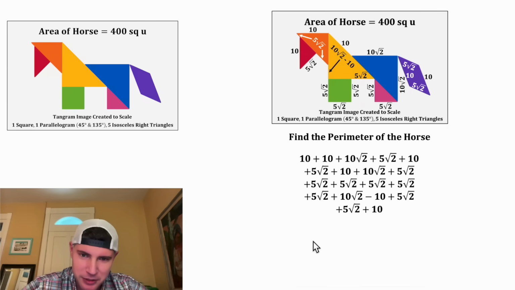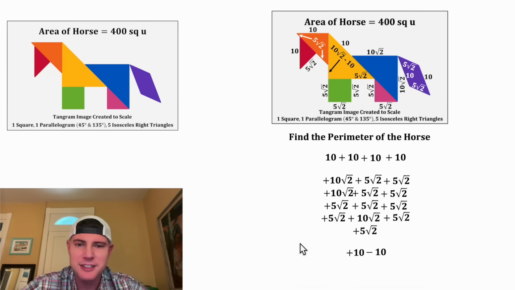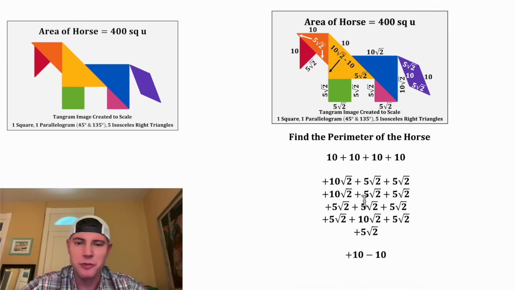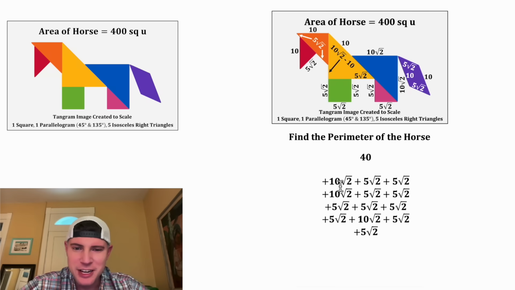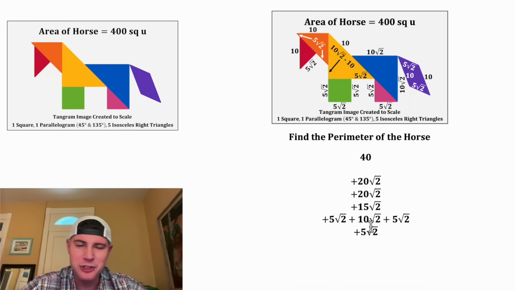To clean things up a little bit, let's combine like terms like this. 10 plus 10 plus 10 plus 10 is equal to 40, and this positive 10 and negative 10 can cancel each other out. 10 root 2 plus 5 root 2 plus 5 root 2 is equal to 20 root 2. 5 root 2 plus 5 root 2 plus 5 root 2 is equal to 15 root 2. And 5 root 2 plus 10 root 2 plus 5 root 2 is equal to 20 root 2.